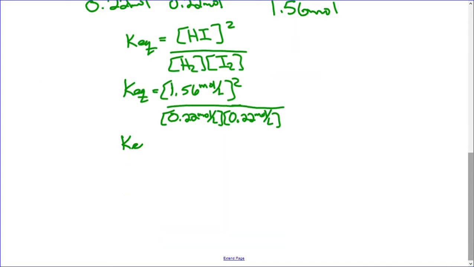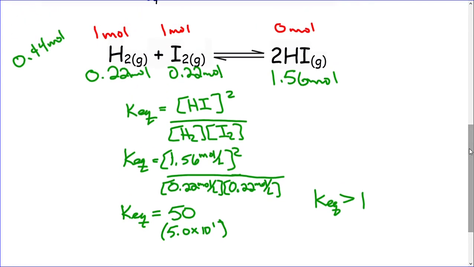And so KEQ in this case, once I square it and divide it by 0.22 and times 0.22, gives me a value of 50. Significant digit wise, I'd say that 0 would count. So really, I could also write this out like 5.0 times 10 to the 1 in terms of its KEQ value. And this says that KEQ in this case is greater than 1. We could see that anyway from the molarity values that we have. But in this case, the products are more favored than the reactants are.